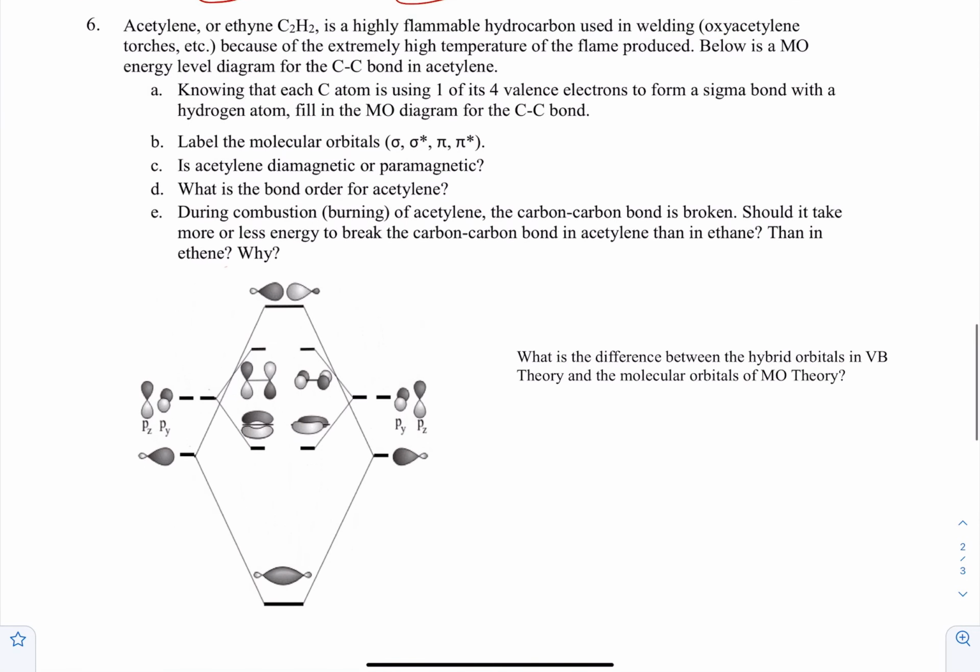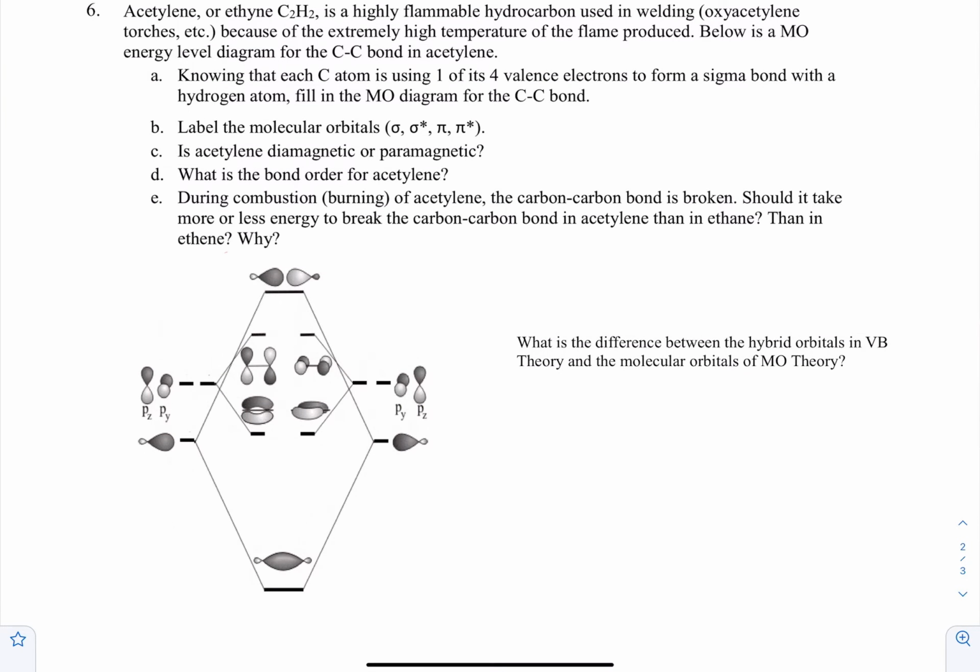All right, last one, number 6. It says acetylene, or ethine, is a highly flammable hydrocarbon used in welding because of the extremely high temperature of the flame produced. Below is the molecular orbital (MO) energy level diagram for the C-to-C bond in acetylene. Let's write this out to see what it would look like. Carbon is bound to carbon, and then it's just 2 hydrogens, which must mean that there is a triple bond here because carbon has to make 4 bonds. So that may help us later when we're looking at this.